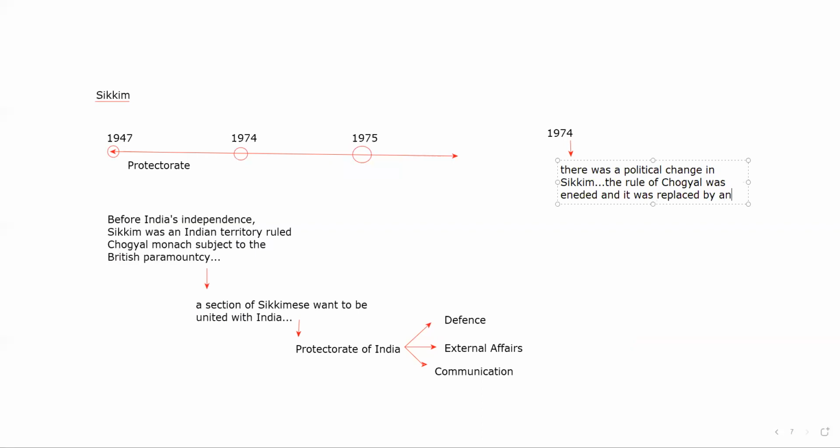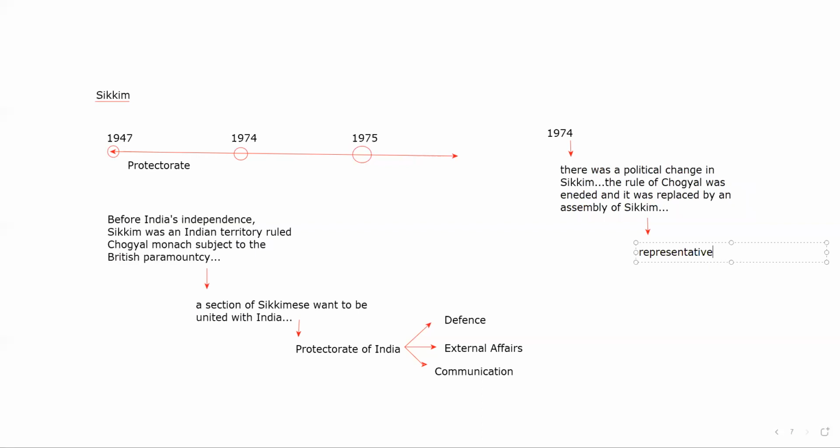It was replaced by an assembly of Sikkim, that was the representative government. Chogyal was made the nominal head, or the constitutional head, of the state. So after that, what happened?